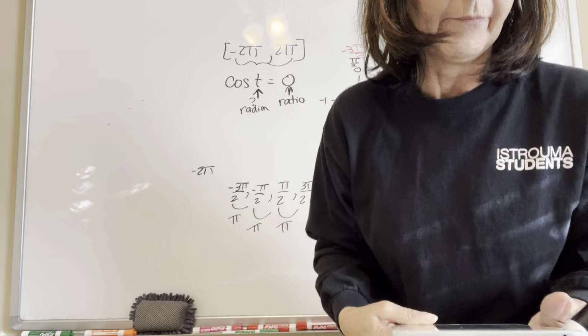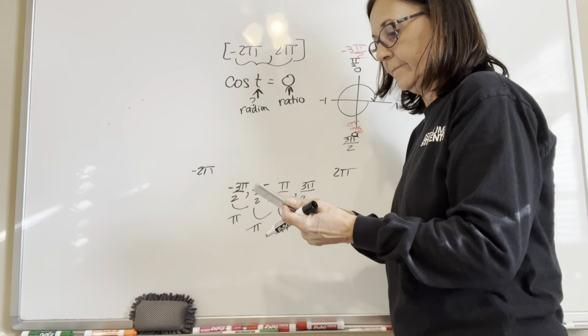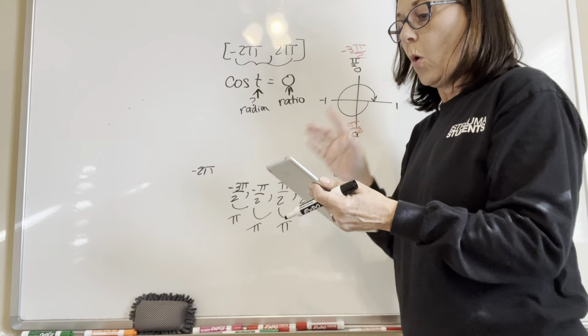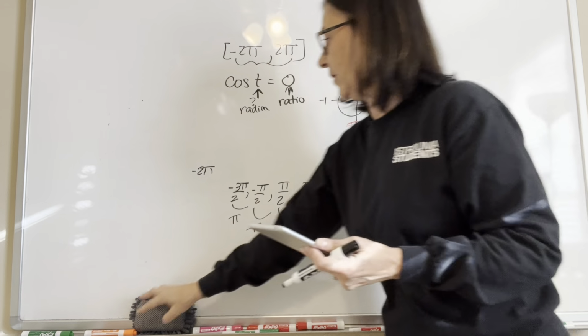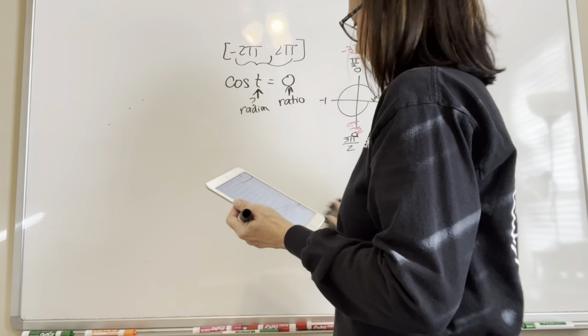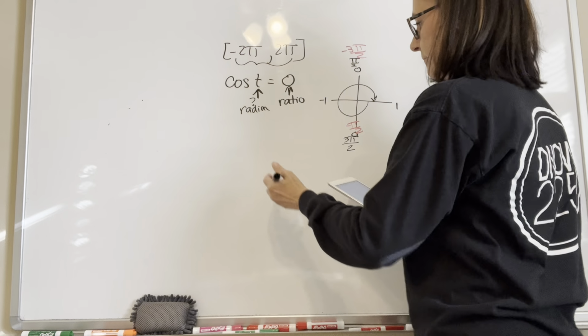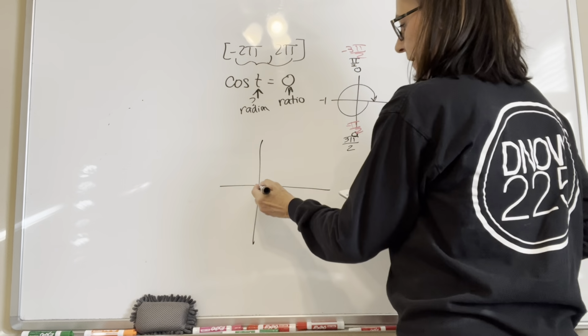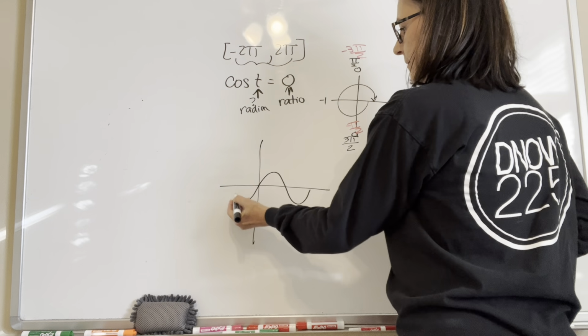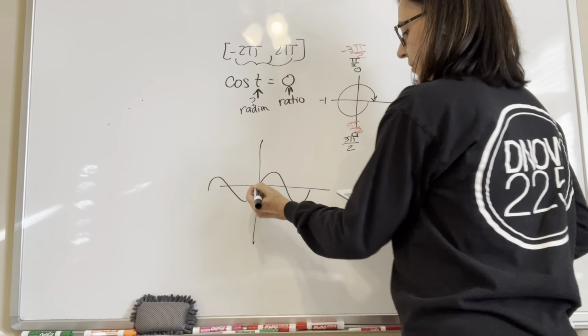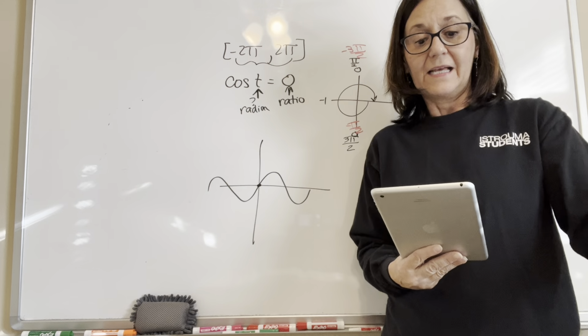All right. Number 12. What is the y-intercept of the graph? Well, think of the curve. Think of the sine curve. Remember, the sine curve starts at 0 and it goes up. So here's your y-intercept. Your y-intercept is at 0.